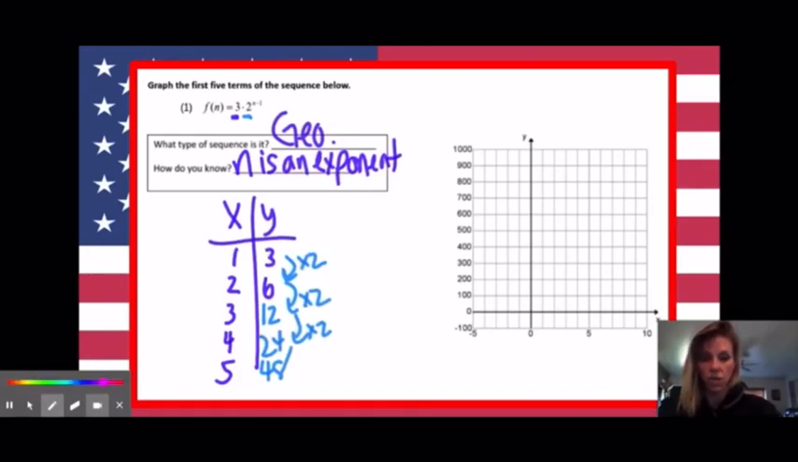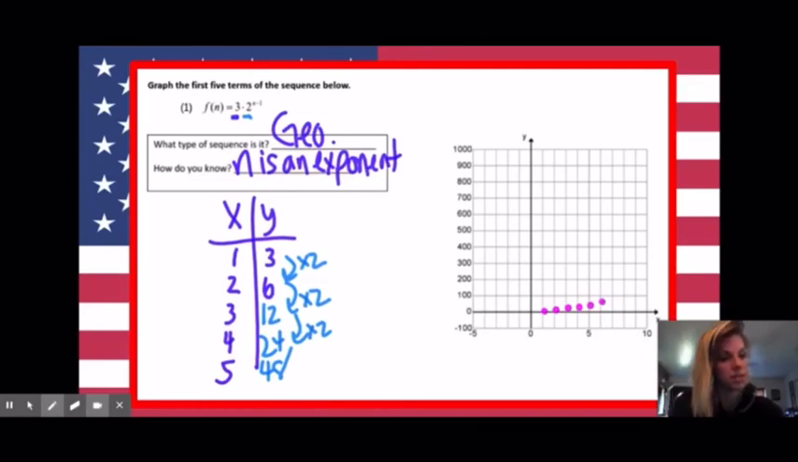So if you look, these are going up by 100s on your y. So I'm going to go over 1 up 3, which is not a lot, and over 2 up 6, which is really not a lot, and over 3 up 12, which is still not a lot, and 4, 24, and 5, 48, which is about halfway. Might as well do 6, 96, okay, and 7.